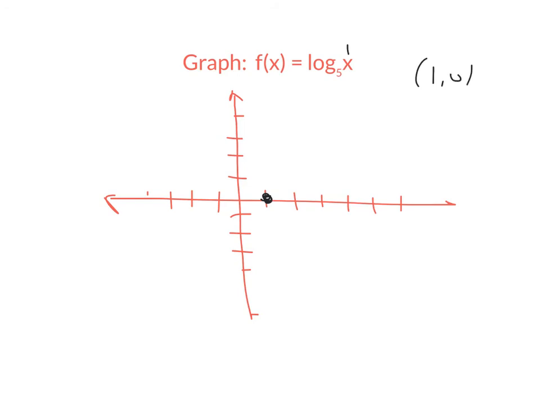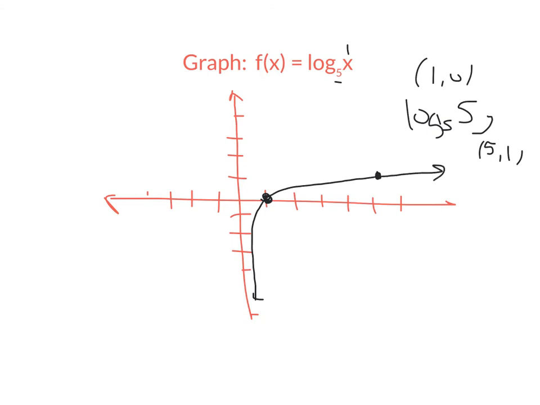Now, the other point I'm going to plug in is whatever the base is. I'm going to plug in 5 for the x. If I plug in 5 where the x is, it's basically asking me 5 to what power is 5? Well, 5 to the first power is. So what that means is (5, 1) is also a point. So 1, 2, 3, 4, 5, up 1. Now remember, the y-axis is an asymptote, so it's going to get closer and closer to the y-axis. It's going to cross the x-axis at 1 and come right through there. And that's what the graph's going to look like.